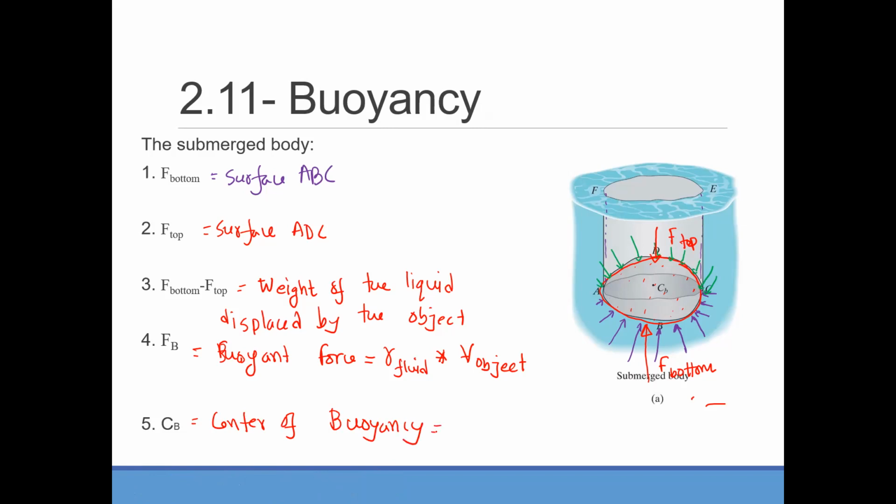CB, which is actually the center or centroid of the volume of liquid displaced by the body. So it will be applied on the centroid of this displaced fluid. Okay. So that was for the submerged one.